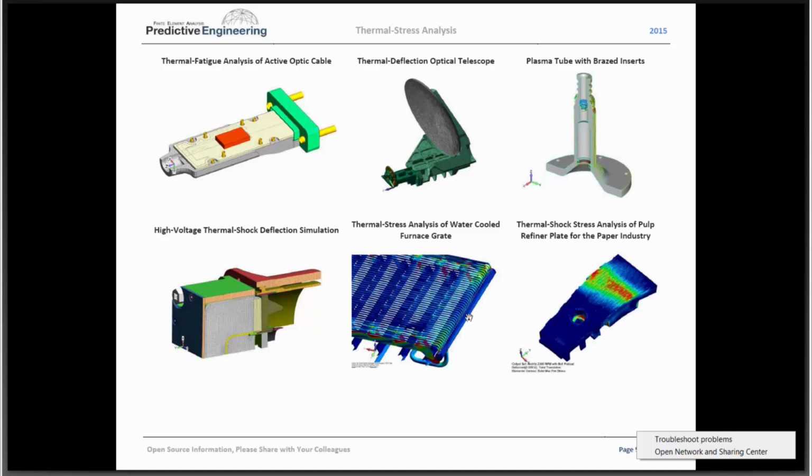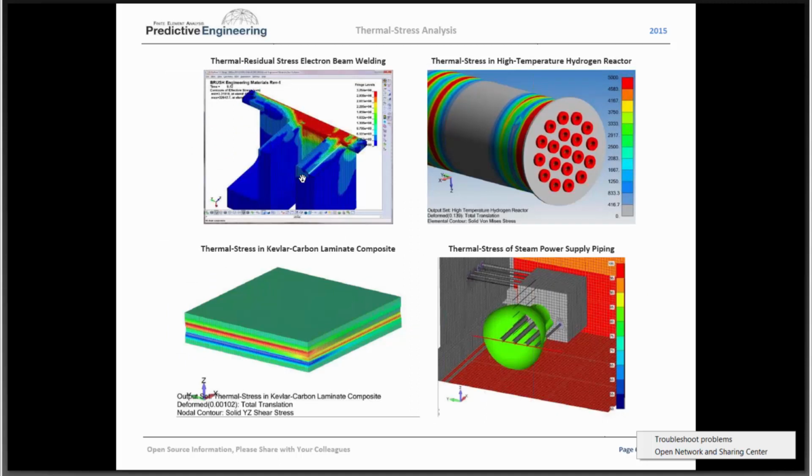Old school stuff: thermal stress analysis on a water-cooled furnace grate, plates, transient thermal, and electron beam welding, where you're doing residual stresses. This is LS-DYNA. Hydrogen reactors, tubes, hydrogen, porous membranes, and thermal stress in Kevlar carbon laminate. This is really fun. This is probably the simplest analysis you can do. You just put the layers together, you give them different CTEs, you give it a delta, and you run it. And this was for some underground piping with thermal analysis and stress, because things were breaking and cracking underground.